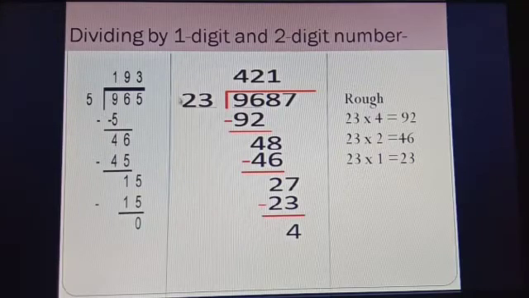Just see the first place, the tens place of the divisor, this is 2, and the first place of the dividend, this is 9. Just divide 9 by 2. How many times will it be divided? 2 4s are 8, 2 5s are 10 will be greater. So we can guess maybe 4 times this number can be divided into 96. So check, 23 multiplied by 4 will be 92. If we take 5 times, it will be greater. So 4 times we will divide.